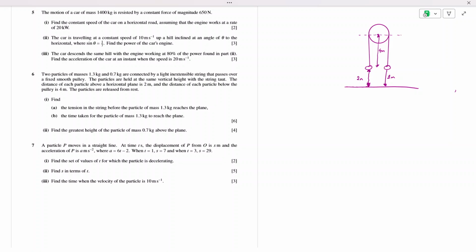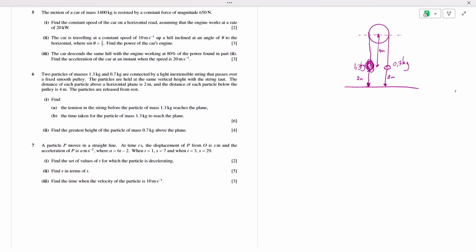Like that. So the first particle is 1.3 kg. The second particle is 0.7 kg, right? Since this one is a bigger particle, okay, this is the bigger particle.